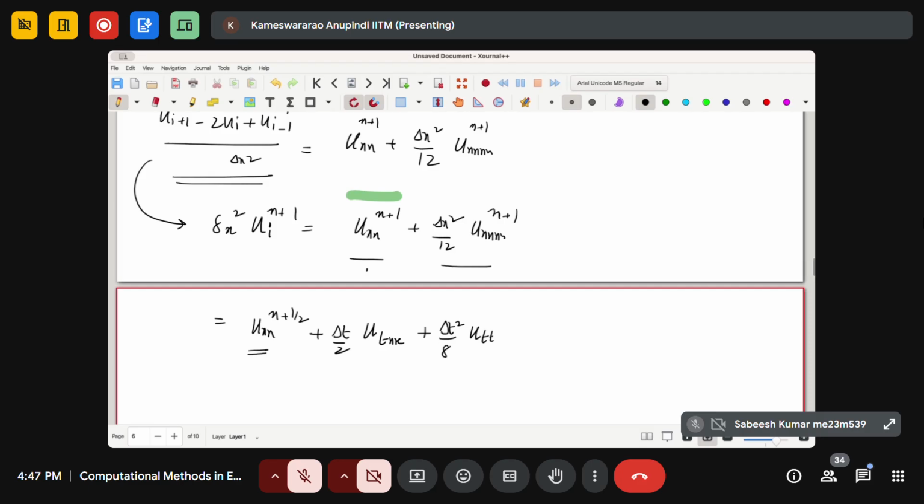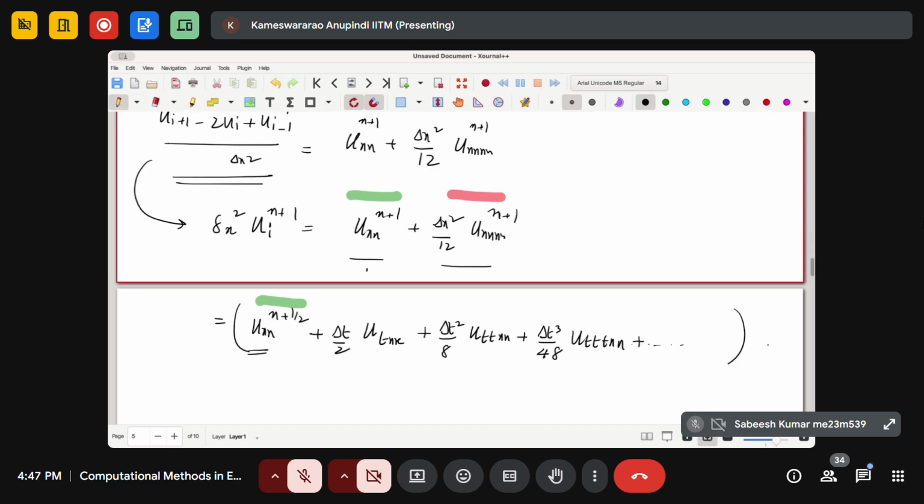And then you get two time derivatives on top of the existing two spatial derivatives, plus delta t cube by 48. That is 6 times this thing. And then you'll get u 3 time derivatives and xx and so on, right? This is all the expansion for the first term. Now let us look at the second term.